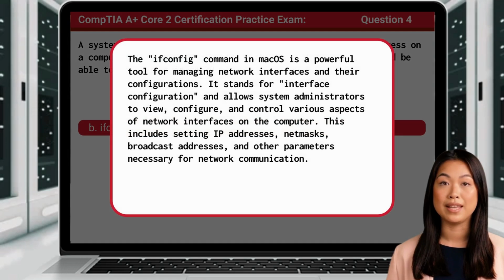The ifconfig command in macOS is a powerful tool for managing network interfaces and their configurations. It stands for Interface Configuration and allows system administrators to view, configure, and control various aspects of network interfaces on the computer. This includes setting IP addresses, netmasks, broadcast addresses, and other parameters necessary for network communication.